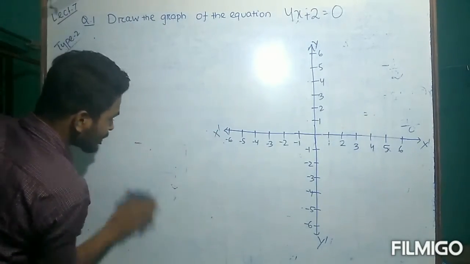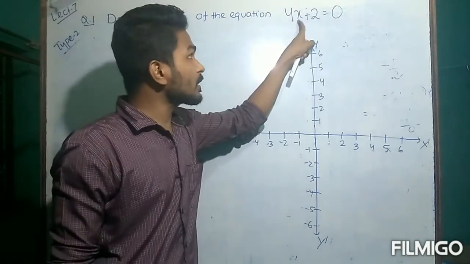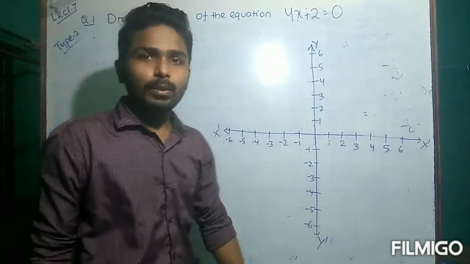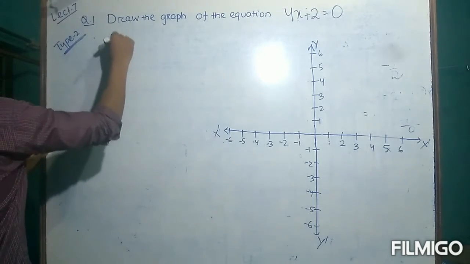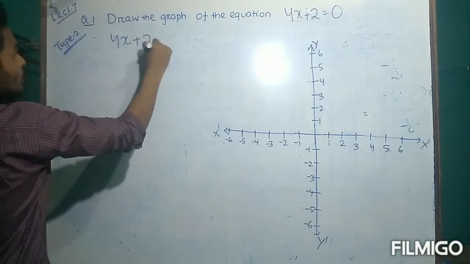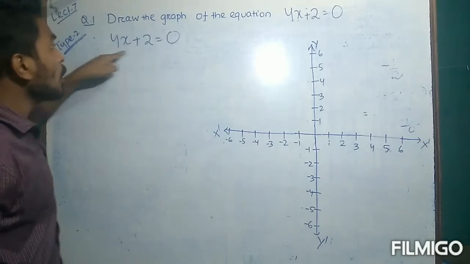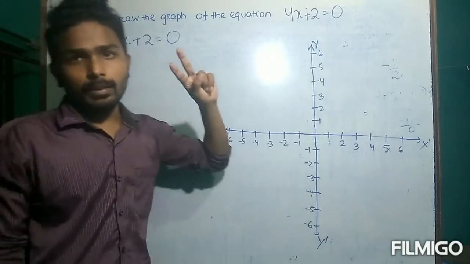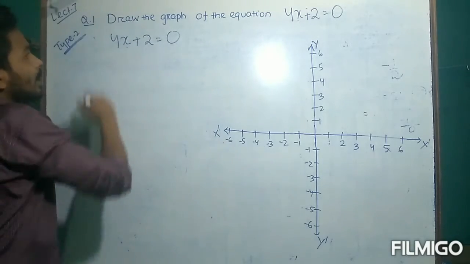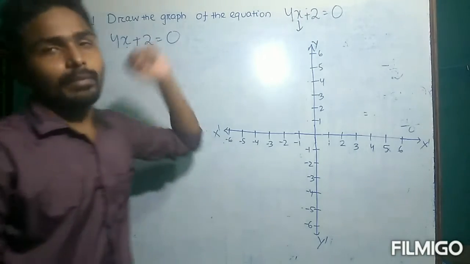So the question is, draw the graph of the equation 4x + 2 = 0. So write the equation first. These are the type 2 examples. So 4x + 2 = 0. Now you can see, although it is a linear equation, it doesn't contain two variables. It contains only one variable. So it is a linear equation in one variable.